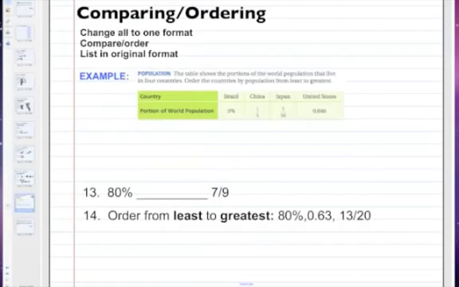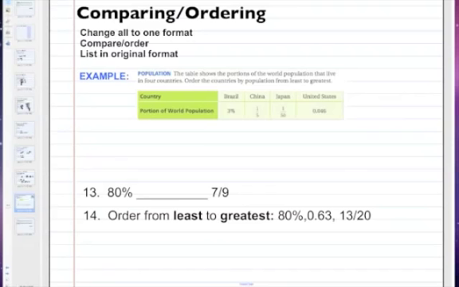Now that we know how to change from all three of those formats, we can compare and order decimals, fractions, and percent. If they're all in the same format, if they're all percents or they're all decimals or they're all fractions, we've already talked about how to do that. But what if they're in all different forms, such as in this problem? The table shows the portions of the world population that live in 4 countries, and we need to put them in order of population from least to greatest. Brazil's 3%, China's 1/5, Japan's 1/50th, and the United States is 46 hundredths.